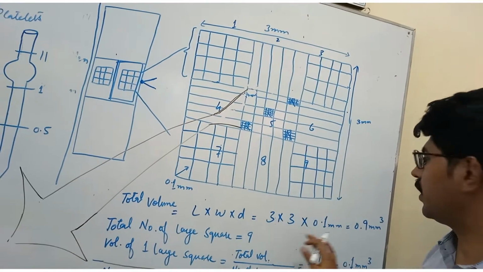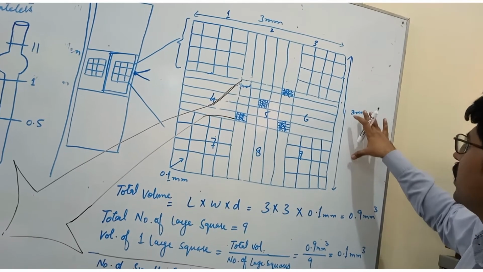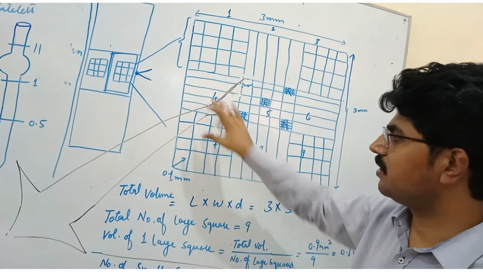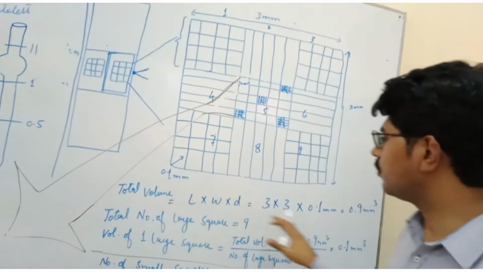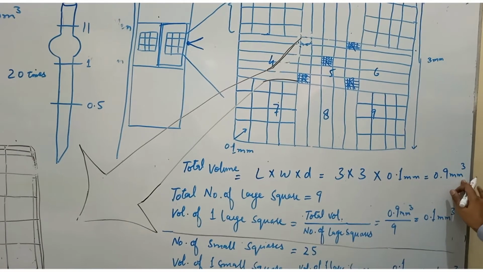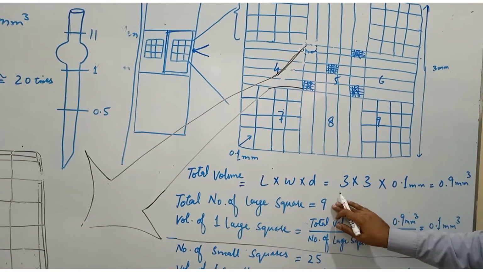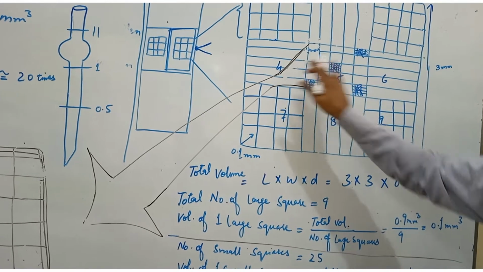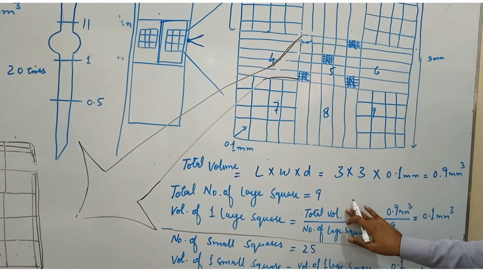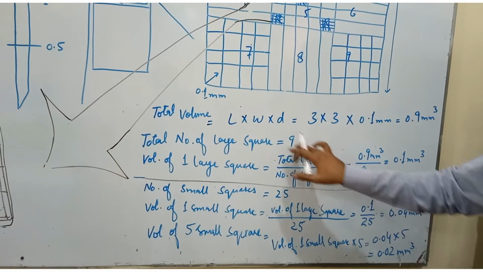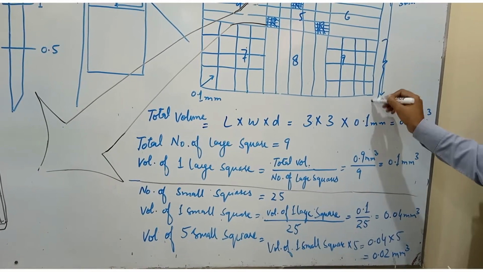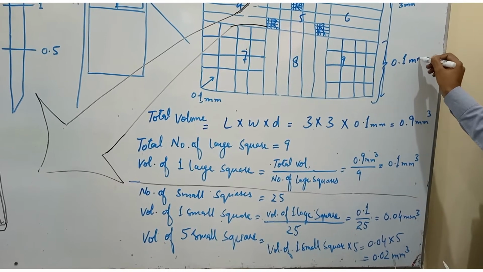Again, we see the whole volume of this chamber is 0.9 millimeter cube, because it is 3 millimeter wide, 3 millimeter long, and it is a little depressed, as we said previously, 0.1 millimeter. So the volume of this whole chamber is 0.9 millimeter cube. There are a total of 9 large squares in this whole chamber. The volume of one large square is the total volume of the chamber divided by the number of large squares, that is 9. So it comes to 0.1 millimeter cube.